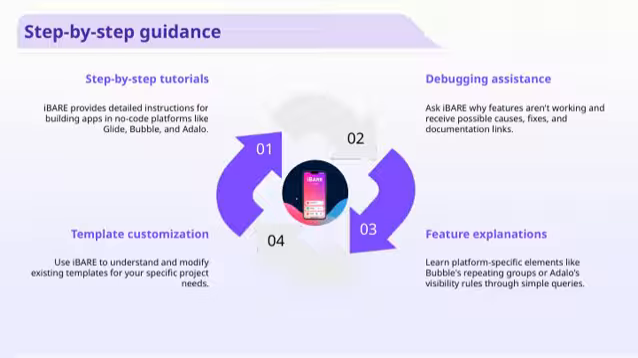Then there's the aspect of template customization. iBARE helps you understand existing templates so you can modify them to suit your specific project needs. This way, you can personalize your app efficiently without starting from scratch. Finally, iBARE also explains platform-specific elements. For example, it can clarify what Bubble's repeating groups are or how Adalo's visibility rules work, all through simple and clear queries. All these features aim to empower you to build, customize, and troubleshoot your no-code apps with confidence, fitting seamlessly into our overall theme of streamlining app development.